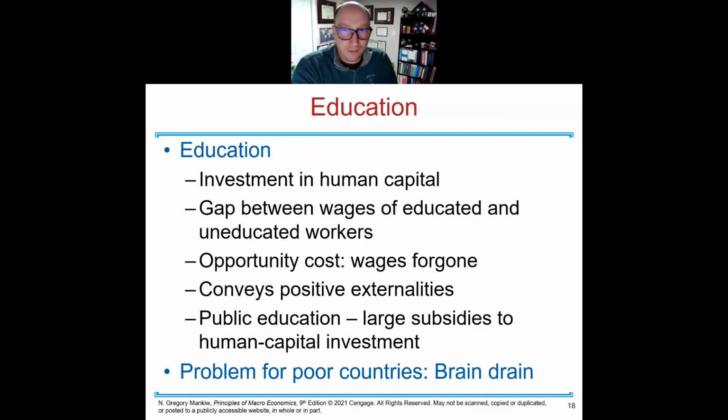So we're investing in you through education. You're investing in yourself through education. You're closing the gap. Now, what do you forego when you sit in the seat here today? You're foregoing your wages because you're here with me rather than working, right? That's the opportunity cost. Overall, it's all positive. It's a positive thing.